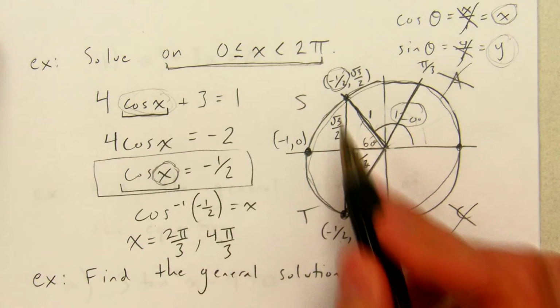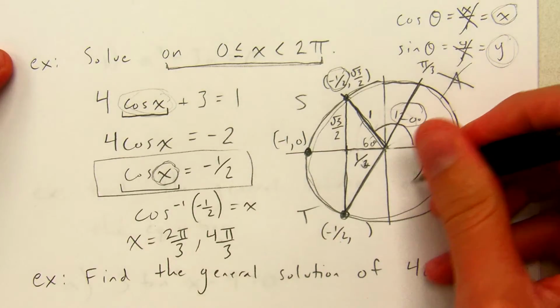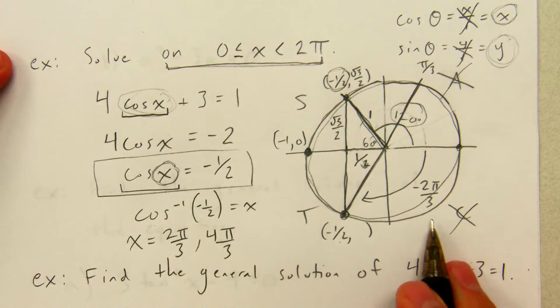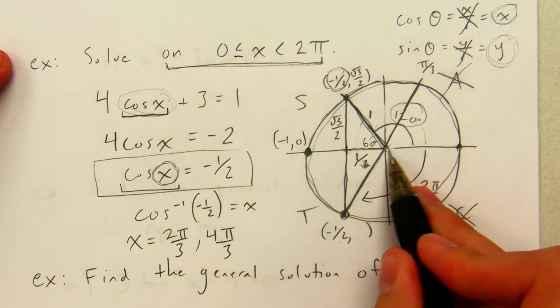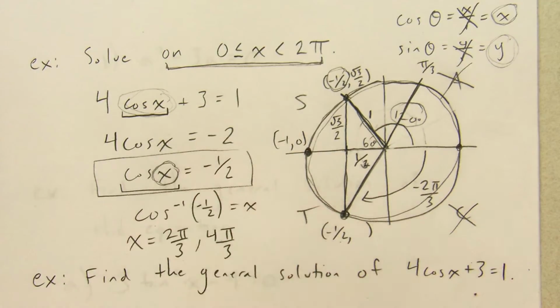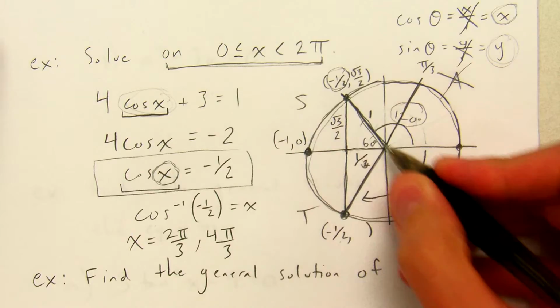But aren't there more solutions here? Couldn't I say negative 2 pi over 3? In degrees, that would be negative 120 degrees. Wouldn't that also get me to this angle? And that would be another solution to this equation. For that matter, I could say negative 4 pi over 3 to get here.